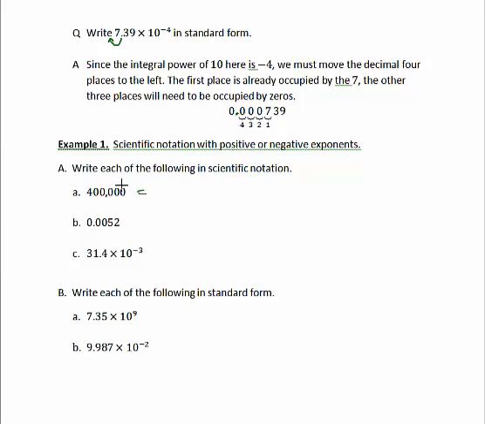Alright, so example 1, we're going to do a little bit of both. We're going to go forwards and backwards. Alright, so here's a standard notation of a number, and we want the decimal point to go behind the first non-zero digit, so we write 4 times 10, and then we have to figure out the exponent. How far did we have to move it to get it behind the 4? Well, we moved it 1, 2, 3, 4, 5 places.